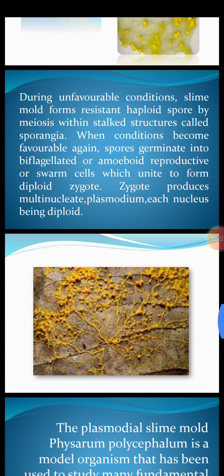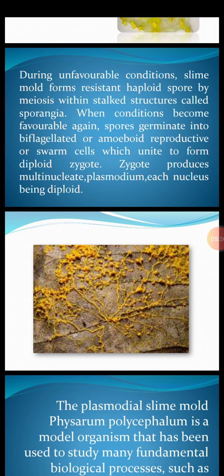During unfavorable conditions like high temperature, more light, slime molds form resistant haploid spores by meiosis within stalked structures called sporangia. That is, spores are produced in specialized structures called sporangia.